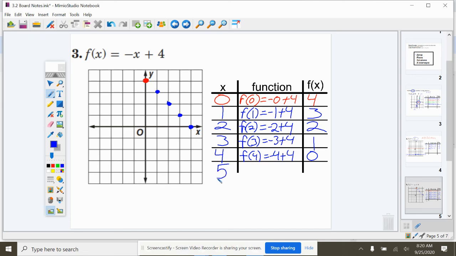Let's do 5. F of 5 equals -5 plus 4, and -5 plus 4 makes -1. So I have a point at 5, so count over to the right, 1, 2, 3, 4, 5, and down 1, and there's a dot. Now I've run out of function table, so I guess we can quit there.